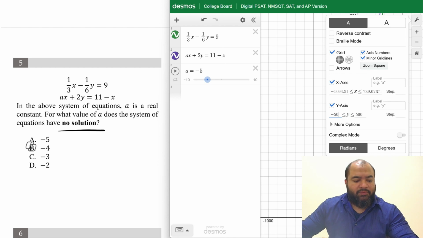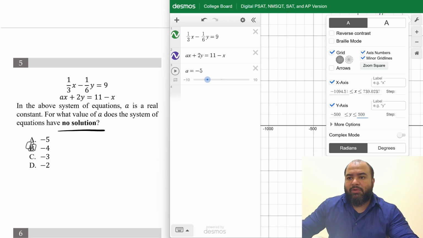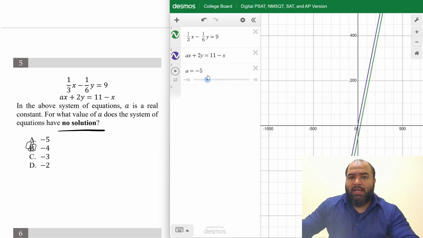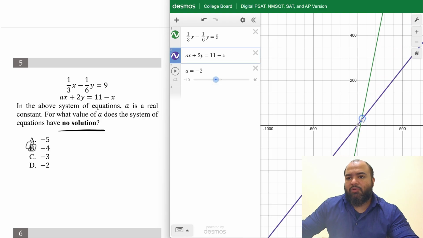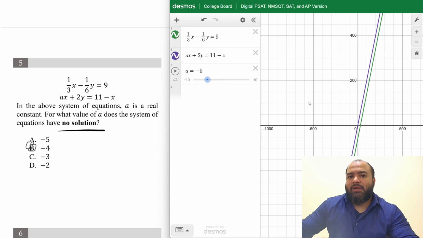We can make this 500 to 500, and here 1000 or 700, around, like we make it bigger, the axis, so you can see better. As you can see, when a equals -5, it wasn't intersecting, but if I move it more to the left, okay, we need to move it more to the right. So -4, as you can see, -4, -3, these are all intersecting, -2, they're all intersecting at one point. But when it's -5, it doesn't intersect. So it has no solution when a equals -5.